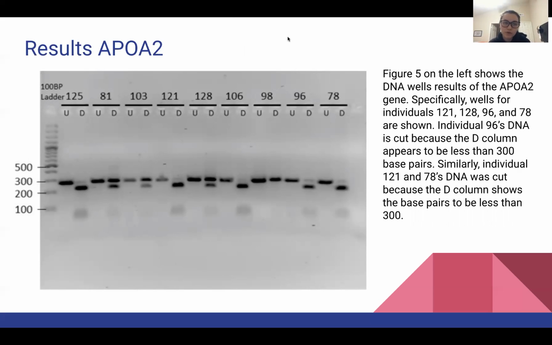So in 121, 96, and 78, we all see that in the digested column, they all have a band between 200 and 300, which means that they're homozygous, whereas in the 128 well, we see that she has two bands there, which means that she's heterozygous, and that's seen in the grand scheme of the likelihood of being obese in the future in terms of cholesterol.